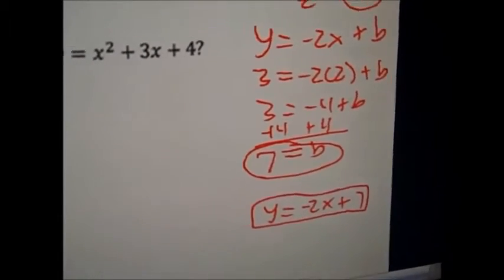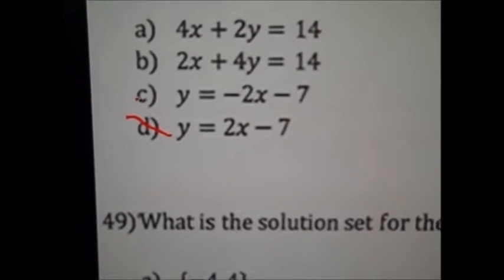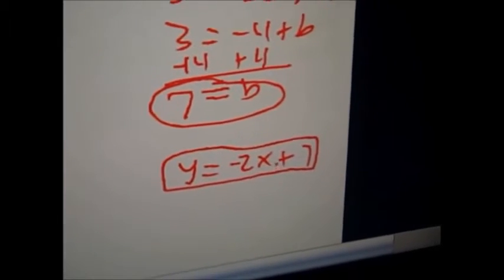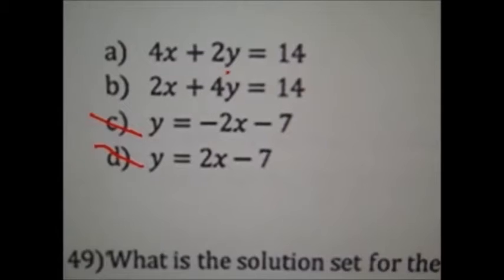Look at your answer choices. That's not correct. That's not correct. Remember, it has to look like this. So, check these out. Change these to slope-intercept form.